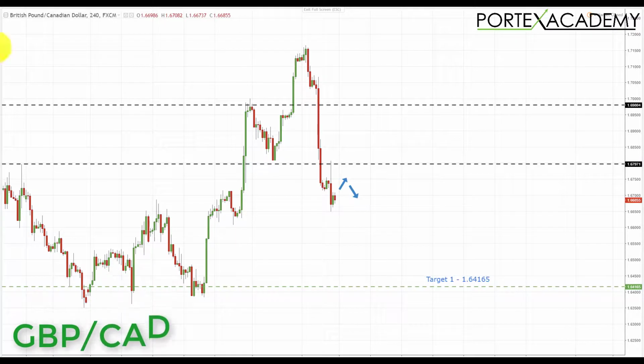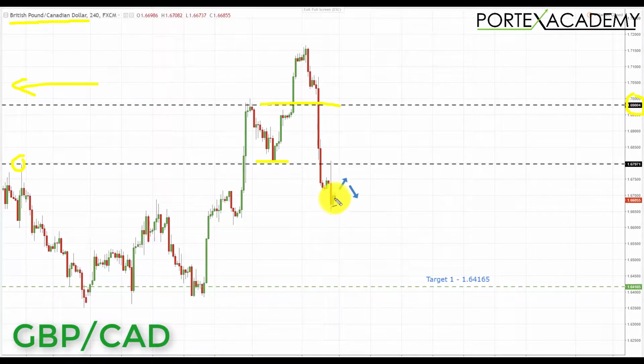And the final pair we're going to look at this week, and again keeping in line with our theme of further declines in the British pound, is the pound CAD. Last week we broke back below the key area of resistance, which failed to support at the 1.69804. And we also broke down below a key area of support over here, tested numerous times in the past here and also over to the left off the charts.